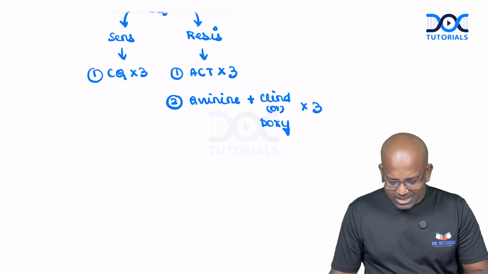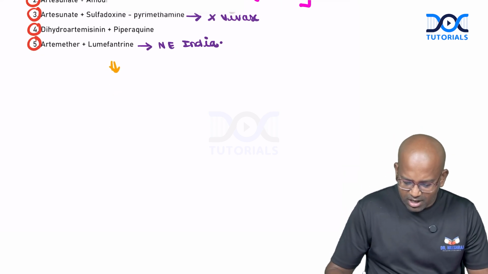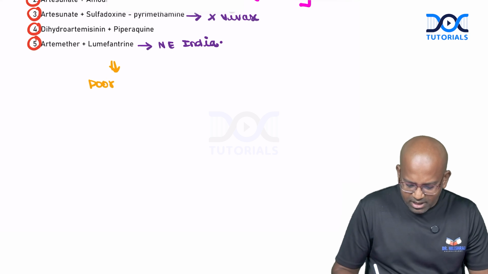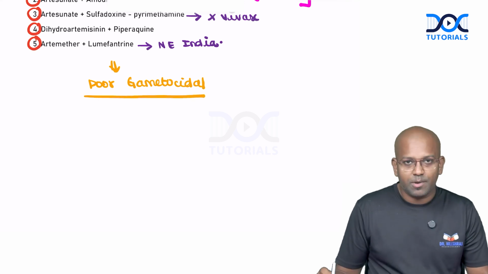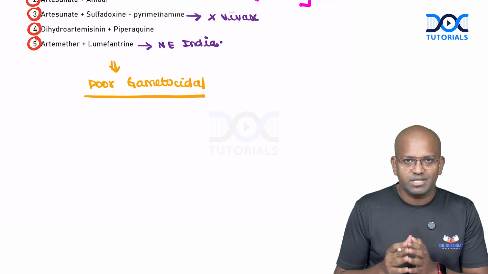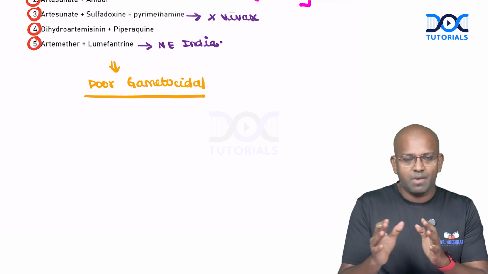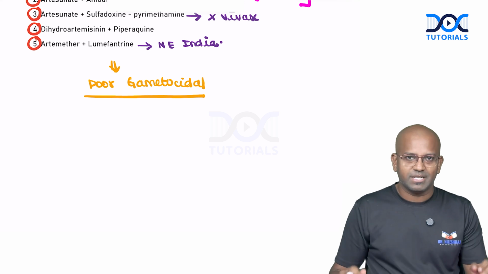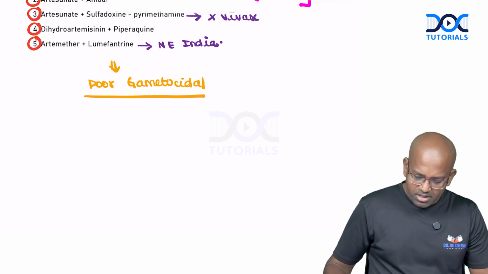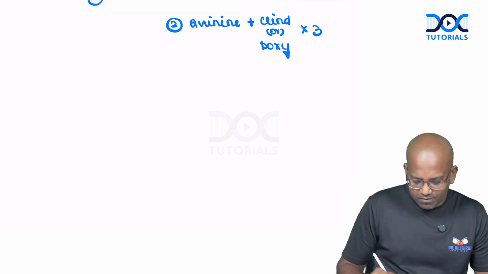Please note that this artemisinin-based combination therapy is there, no? All of these drugs are very poor gametocidal agents. The gametocytes will not be killed in a much better way with your artemisinin-based combination therapy. That's why it will warrant adding Primaquine along with the regular therapies. Good. So what will be the treatment, guys? We have to add Primaquine, be it any kind of species.